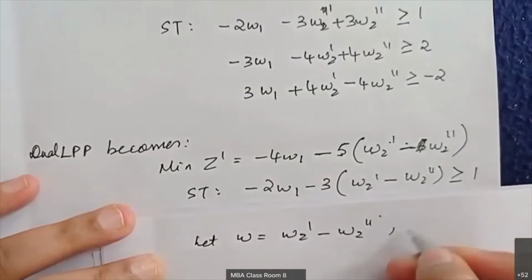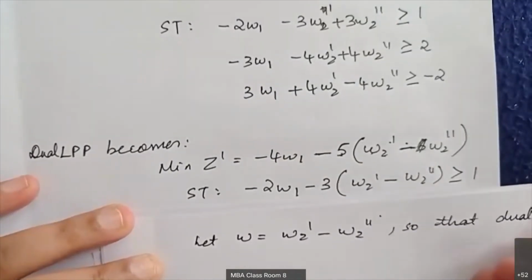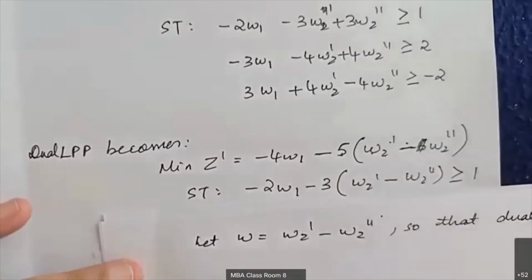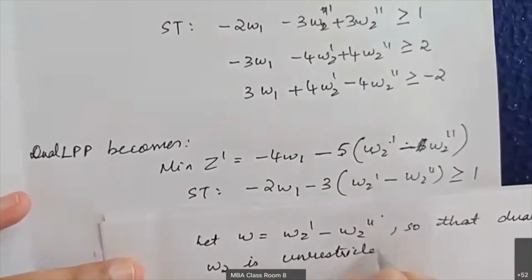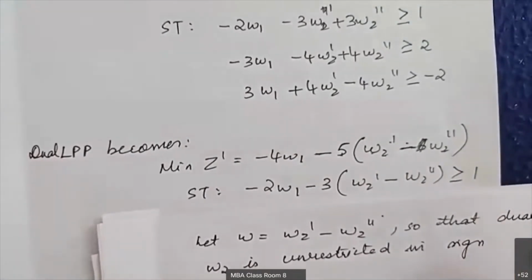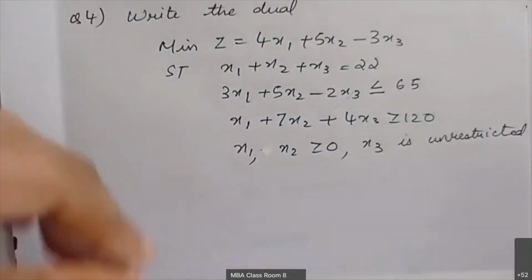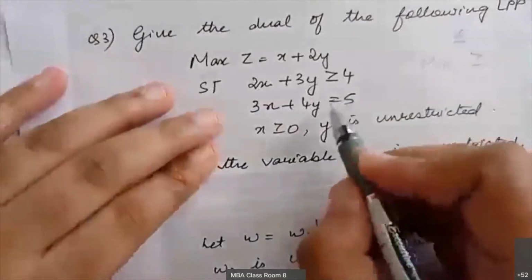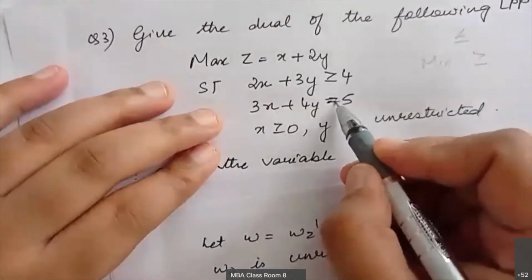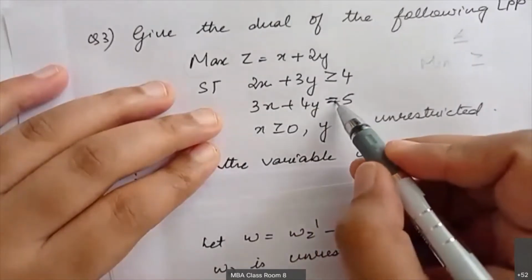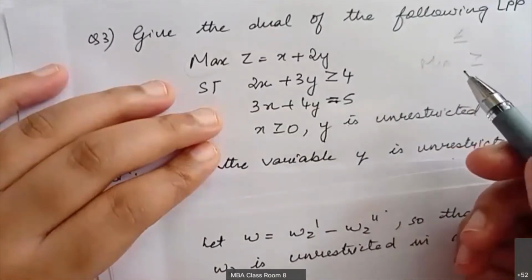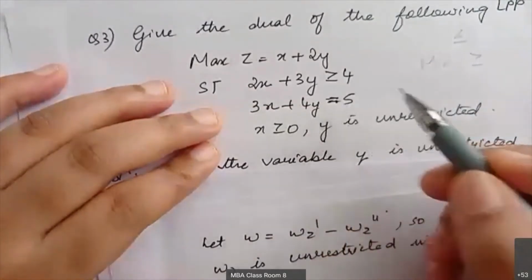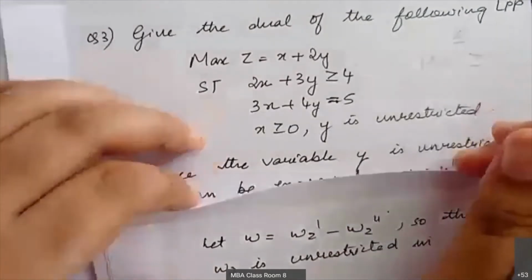And why do I do that? So that the dual variable W2 is unrestricted in sign. Why do we bring it under one bracket? Because in the question it is told. What is it told in the question? See over here, the second constraint has equal to. So in the dual, what is the variable corresponding to the second constraint? It is W2. So in the primal, if we have equal to, in the dual, we should have unrestricted sign. For that, we are doing all the steps. Clear?